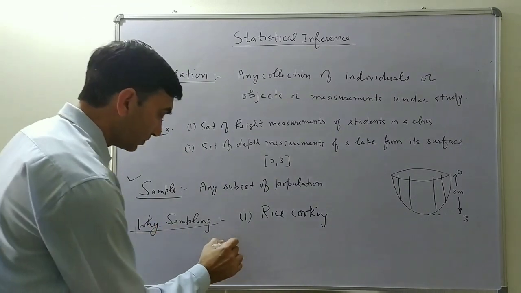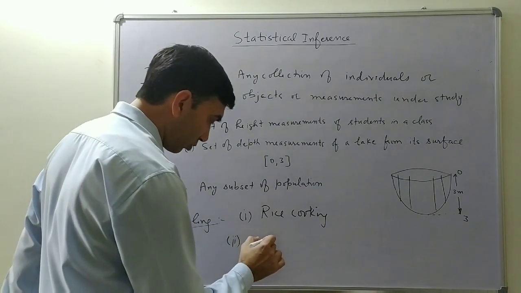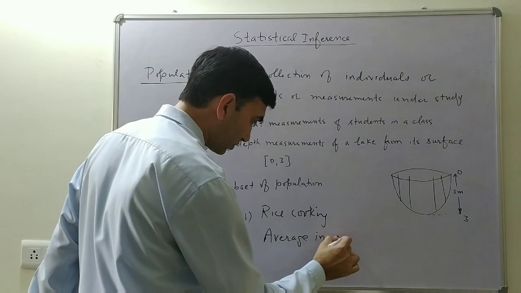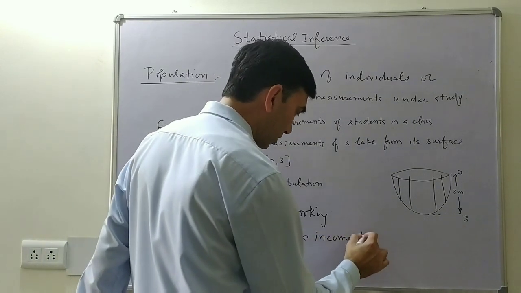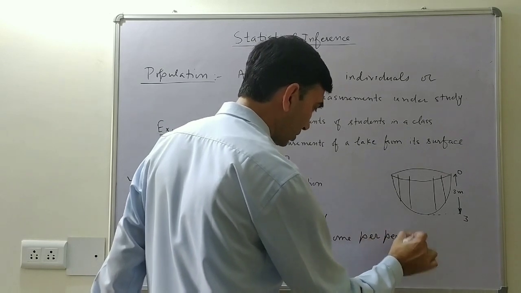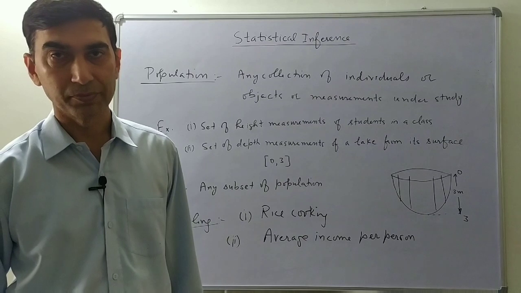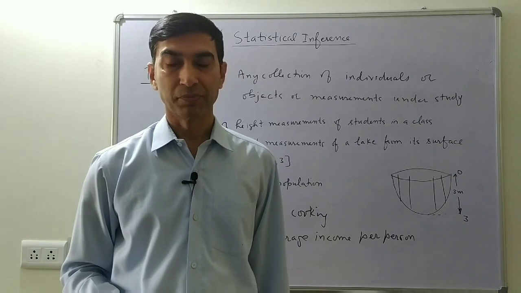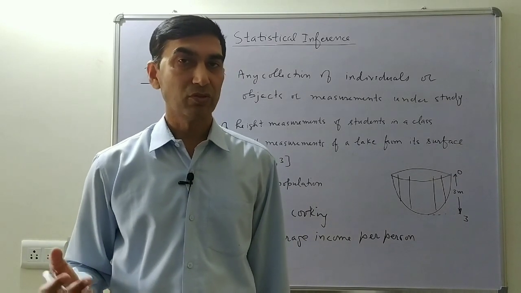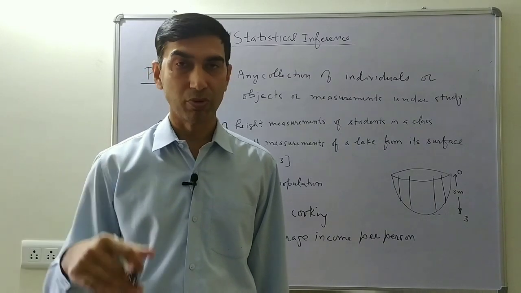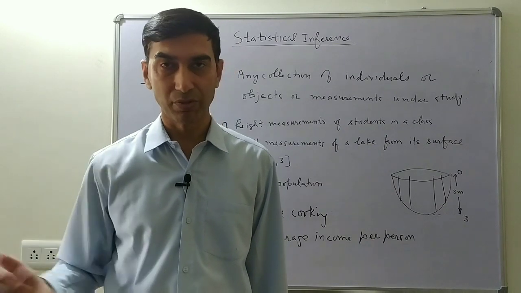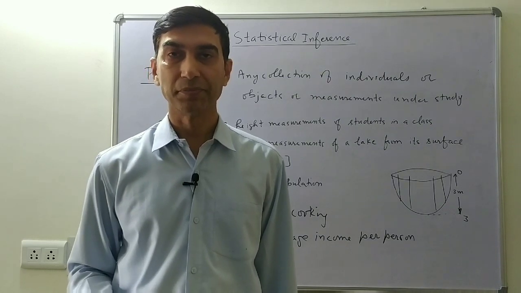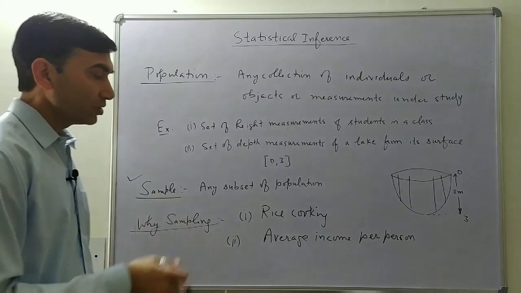Okay, second example. Suppose the government needs to know average income per person for some budgetary purpose. So how to get an idea about average income per person? For this purpose, what we have to do? We have to choose sample from the whole population. Randomly we select the income of people, and then we can get an idea about the average income per person, right? So sampling is very common in daily life.